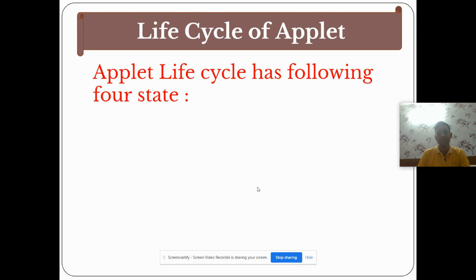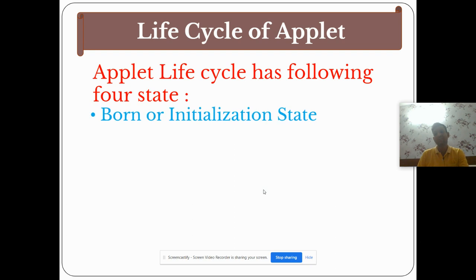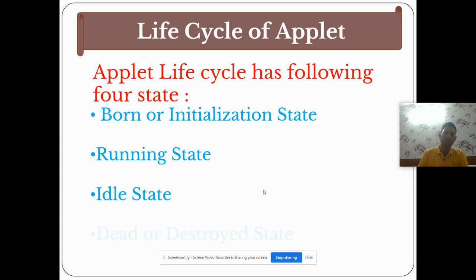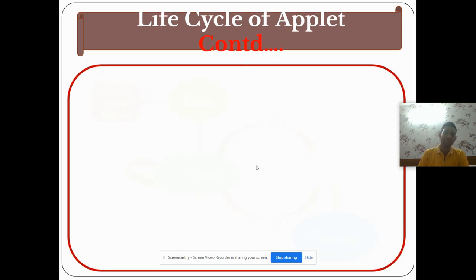From creation to termination, in its total lifespan, an applet travels through four stages, which are the born or initialization state, running state, idle state, and dead or destroyed state. In this lecture, initially we discuss the life cycle with the help of a diagram, and after that we discuss all the states in detail. So we start with the diagram.